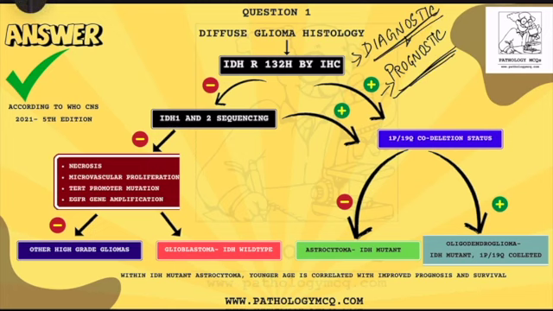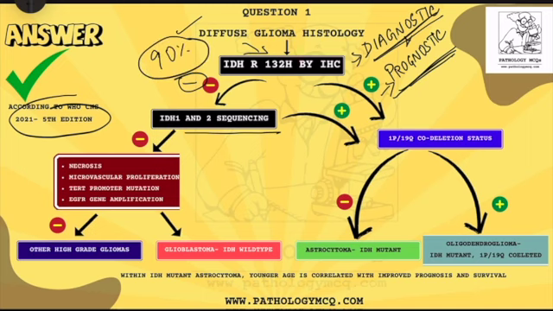This is an algorithm from WHO 2021, 5th edition of Central Nervous System Tumors. When there is a diffuse gliomatous histology, IDH by IHC is the next step, and if IDH by IHC is negative, IDH by sequencing has to be done to rule out the presence of IDH mutation, since we had discussed that only 90% of all IDH mutant gliomas are IHC positive.